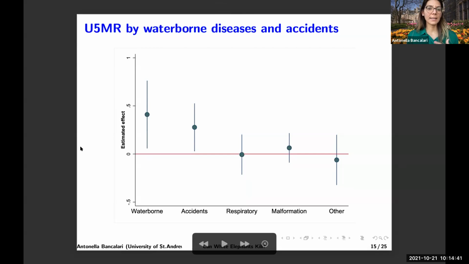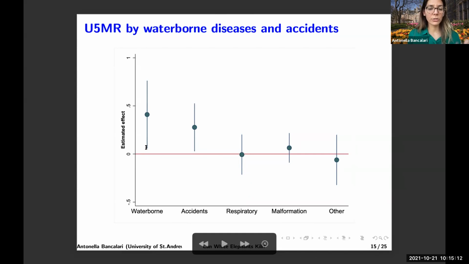Now, when we include slightly older children, we can see that both the effects are driven by under 5 mortality rate caused by waterborne diseases as well as accidents. And we have to consider that these large building sites are diverting traffic chaotically, and also these open ditches are generating pools in which children can drown and can fall. And actually that has been documented in the newspapers.